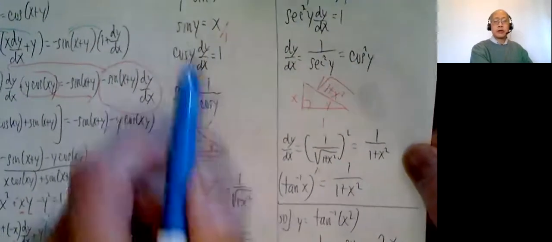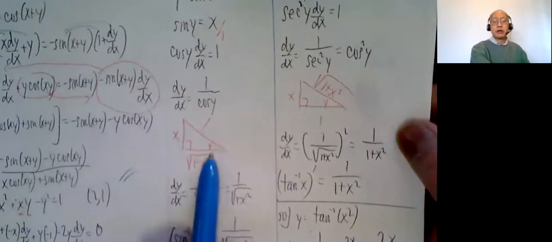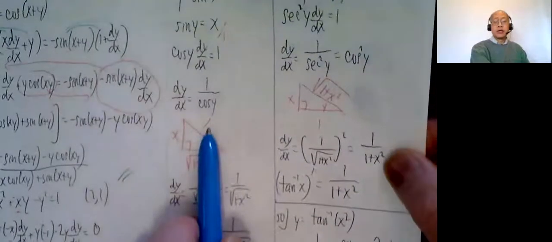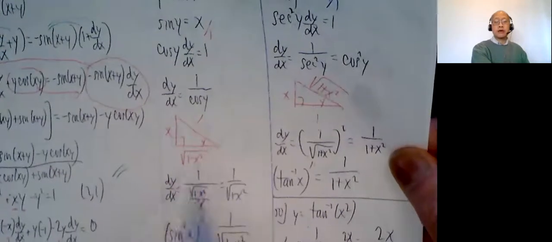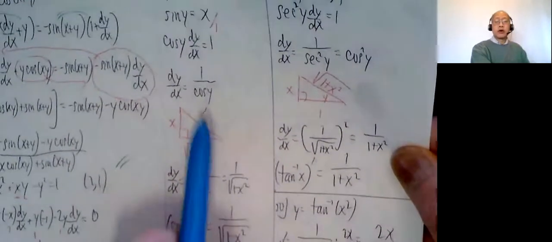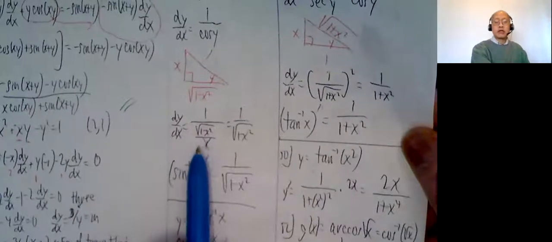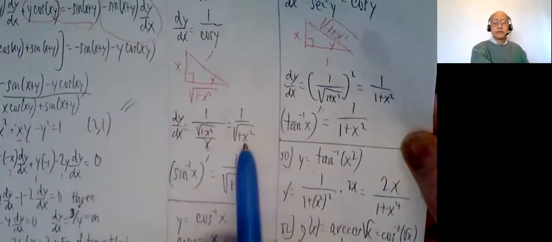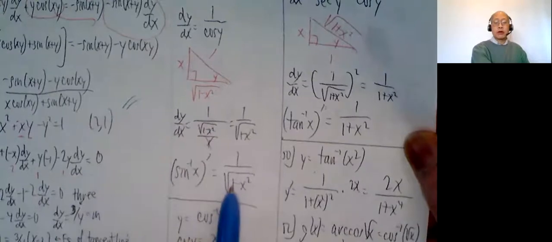Okay, but let's see what cosine of y is. So I draw myself a triangle. Sine is, you might recall, opposite over hypotenuse. So I made a triangle with the angle being y, opposite is x, hypotenuse is one. A little bit of a squared plus b squared equals c squared gives you this side is radical one minus x squared. So dy/dx is one over cosine of y. Cosine is adjacent over hypotenuse, so it's one over radical one minus x squared divided by one. But if you divide by one, just leave it as one over radical one minus x squared. In summary, the derivative of inverse sine of x is one over radical one minus x squared.